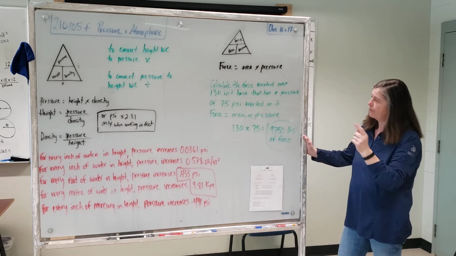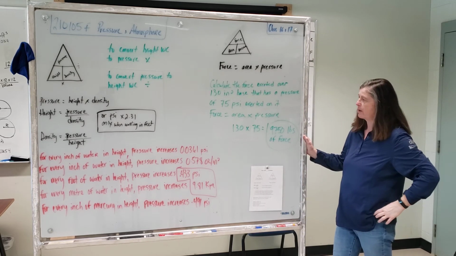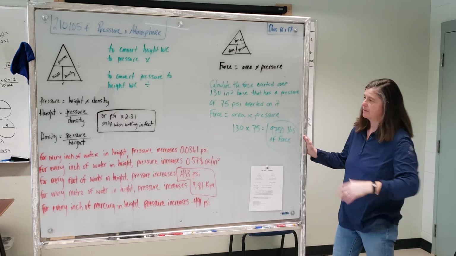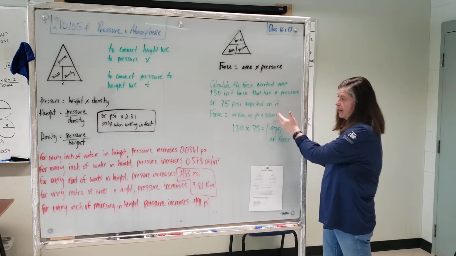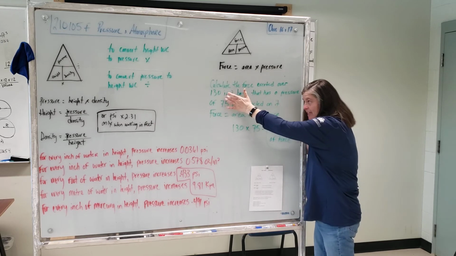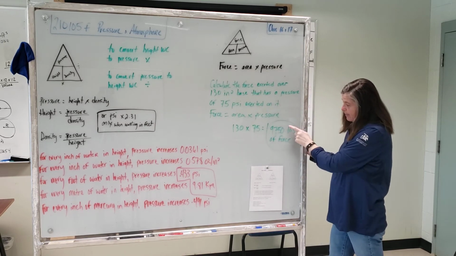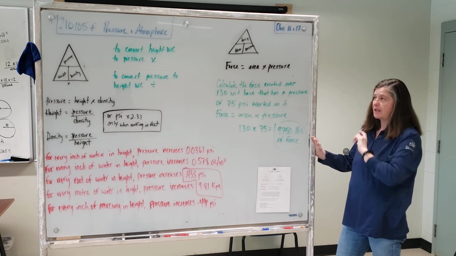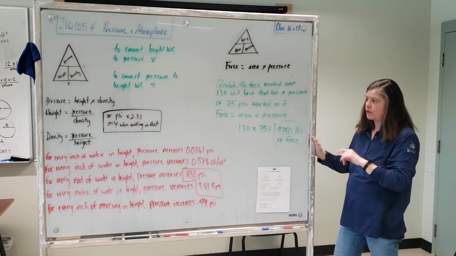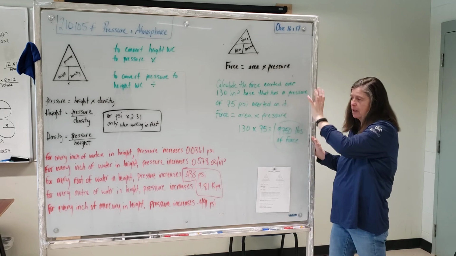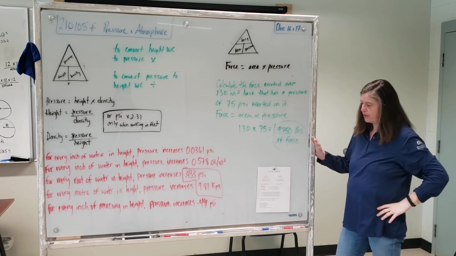So calculate the force exerted over a 130 square inch base that has a pressure of 75 psi exerted on it. So we're looking for force, area times pressure. The area is given to you. We just times it by the pressure, which was given to us, and we end up in pounds of force. So just keep your eyes open, make sure you're reading the question. If you weren't given the area there, you would need to find the area of the circle and then carry on and times it by the pressure.